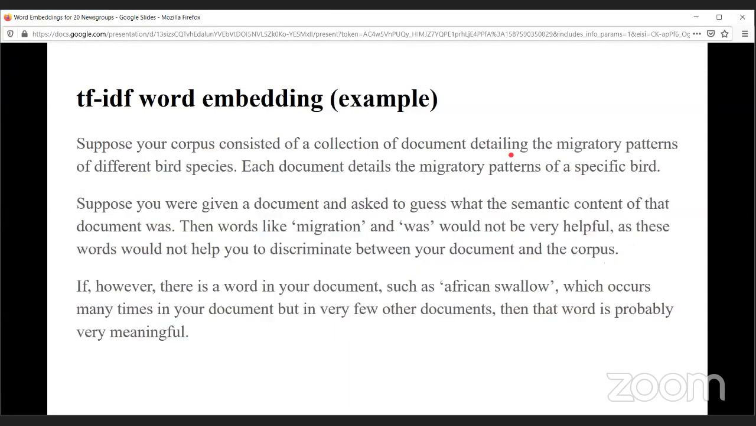So let's think of an example here. Suppose you've got a collection of documents which are all about the migratory patterns of different birds. If you're given a document and you've got a word like migration or a word like was, it's probably not going to be very helpful for determining what the content of your document is, because they're going to be spread out throughout the corpus. However, a word like African swallow might be specifically helpful in determining what your document's all about.